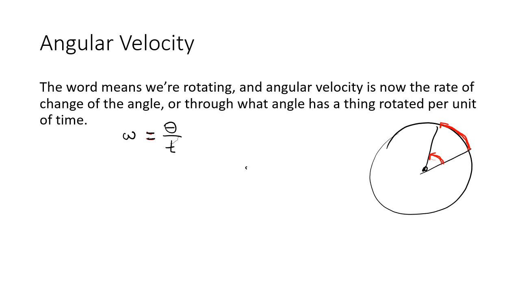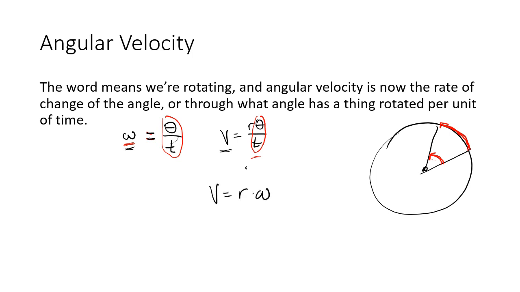Let me rewrite what we had for linear velocity. It was v is equal to r theta divided by time. And so what you can see is, this is theta over t, and this here is theta over t, so why don't I just substitute omega in for this theta over t? So the relationship between angular velocity, omega, and linear velocity, v, is v is equal to r times omega.